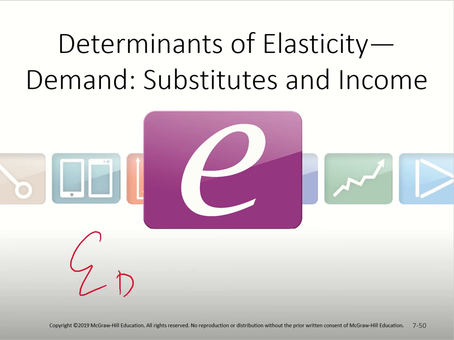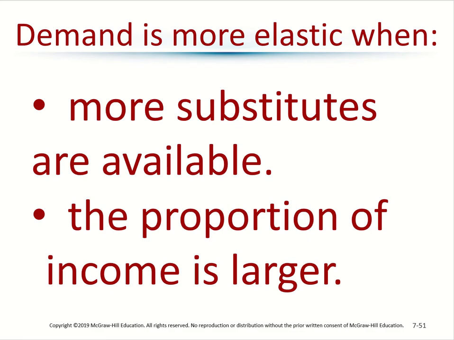Okay. So there are a couple determinants for elasticity, to determine how much your elasticity for demand is. The first rule is that the more substitutes you have available, the higher the elasticity for demand is. Because if you have a greater number of substitutes, when the price changes, I go buy something else, right?